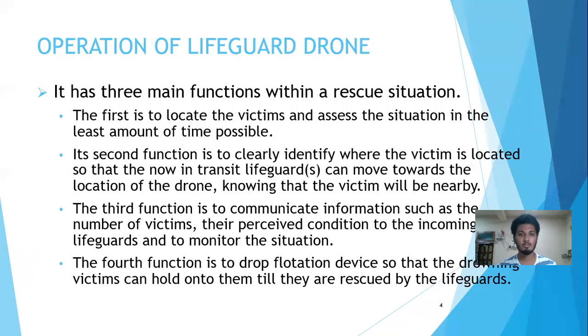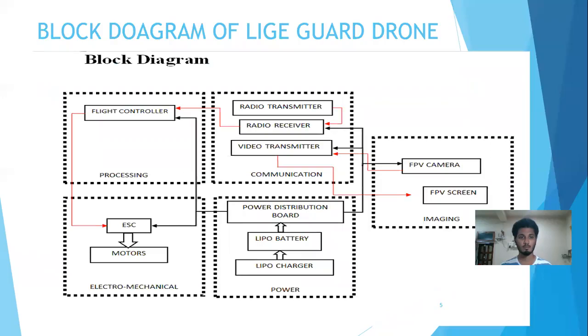It has main functions within a rescue situation. The first is to locate the victims and assess the situation in the least amount of time possible. The second function is to clearly identify the victim, so the now in transit lifeguard can move towards the location of the drone, knowing the victim will be nearby. The third function is to communicate information such as the number of victims and their perceived conditions to the incoming lifeguard. The fourth function is to drop a flotation device so that the victim can hold on to it till they are being rescued by the lifeguard.